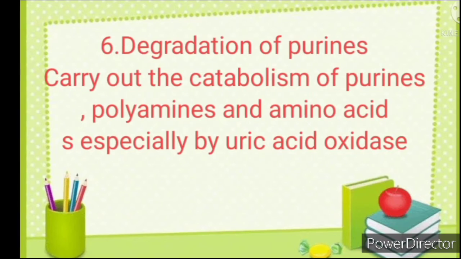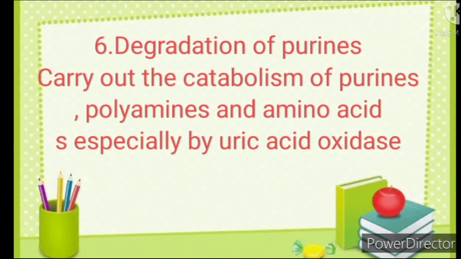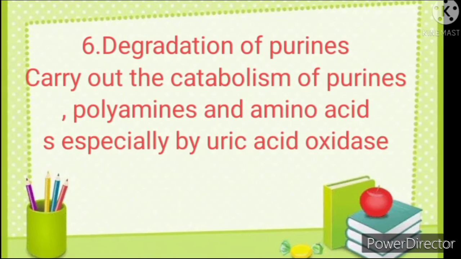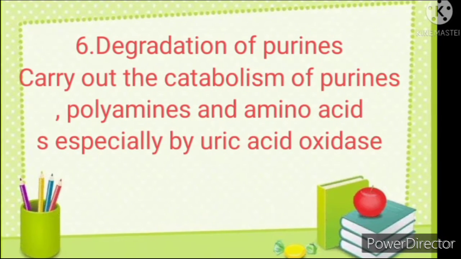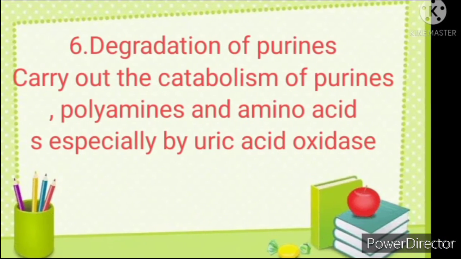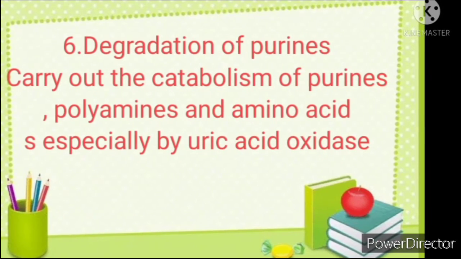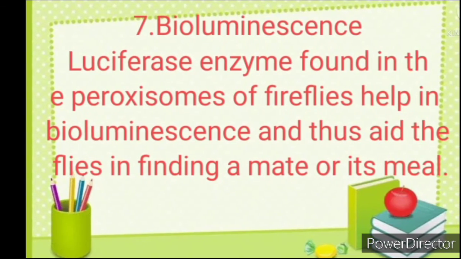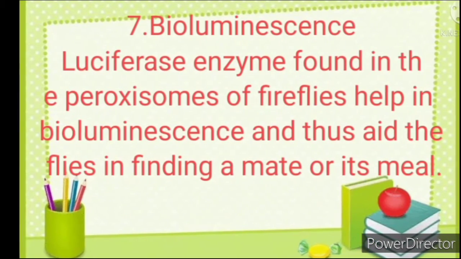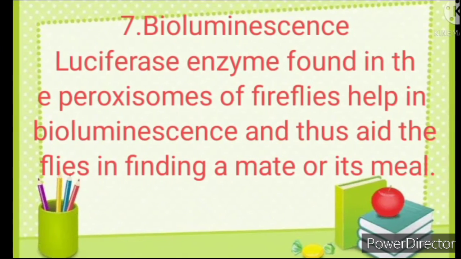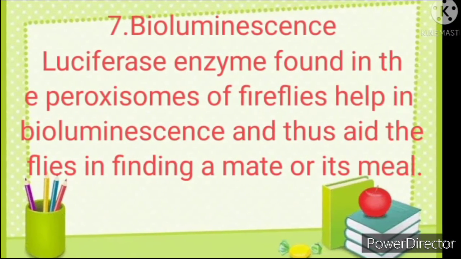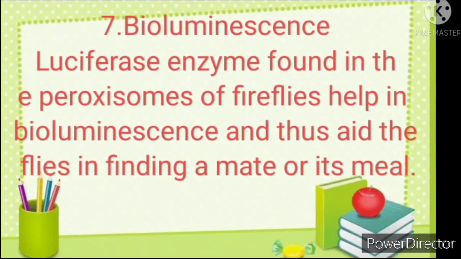Sixth is degradation of purines. Peroxisomes carry out the catabolism of purines, polyamines, and amino acids, especially by uric acid oxidase. Seventh is bioluminescence. The luciferase enzyme found in the peroxisomes of fireflies helps in bioluminescence, and this aids the flies in finding a mate or a meal.